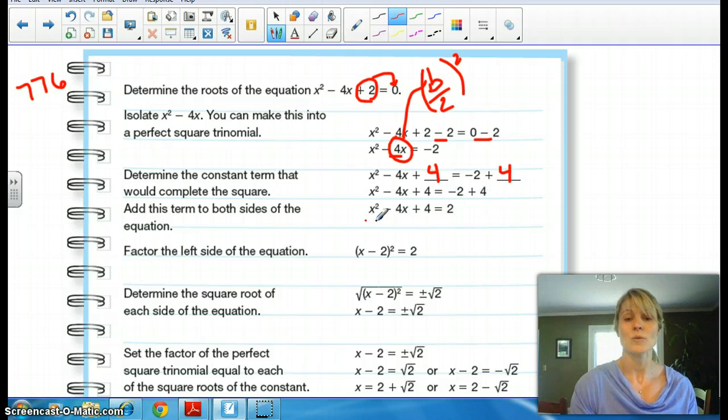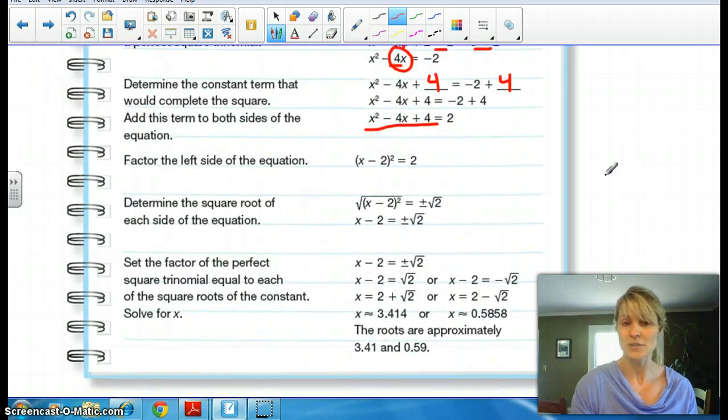So now we want to factor that. We have a negative and we have positive. This is a perfect square. So if we've been paying attention in class, we should know that's just x minus 2 squared, and then we have equals 2. And then remember the opposite of squaring something.